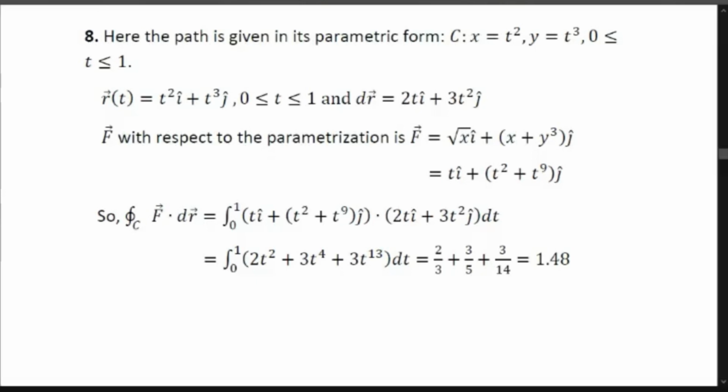Anyway, is that clear? The method of finding this line integral. Okay, right. So let us move on to the next question.